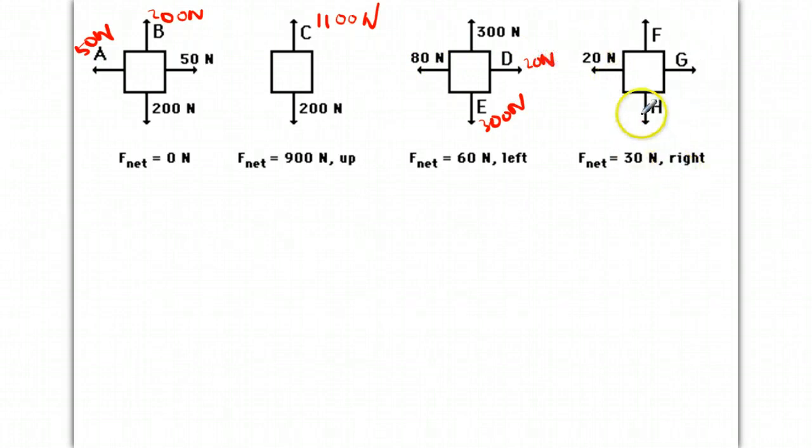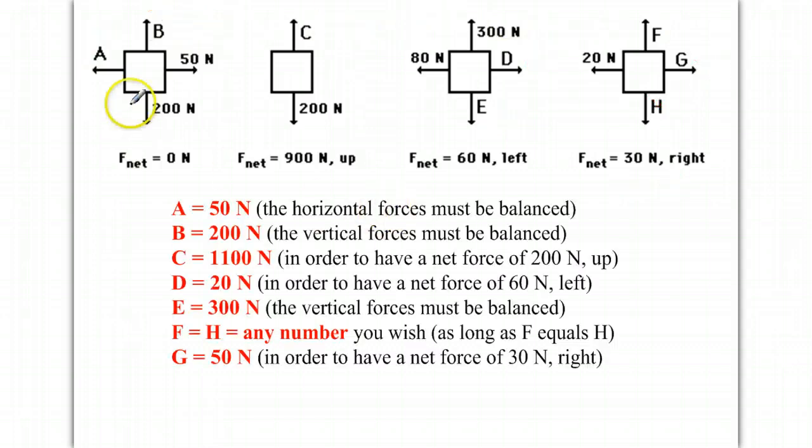Finally, this has a net force of 30 to the right. And so whatever your vertical forces F and H are going to be, it doesn't matter what they are as long as they're equal to each other. So whatever the case, F is going to be equal to H. And then finally, in order to have 30 newtons going to the right, G must be 50 newtons. And there's your answers.